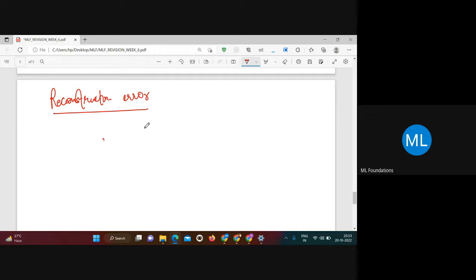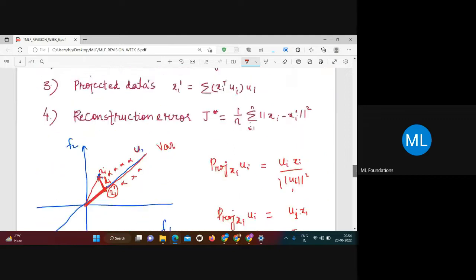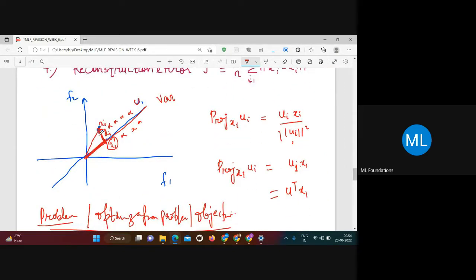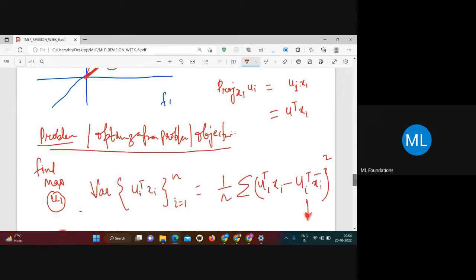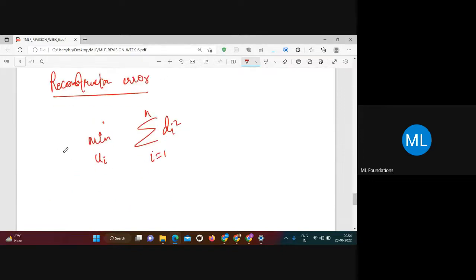So we take the sum of di square, for i equals 1 to n. I need to minimize this, and while minimizing it, I need to find ui, the direction. I need to minimize the reconstruction error, the distance between the exact point and the projected point on that data set. So di can be written using the hypotenuse, as xi square minus this one. Here also our objective function is this one, and this di square can be written as the summation of this one and this.